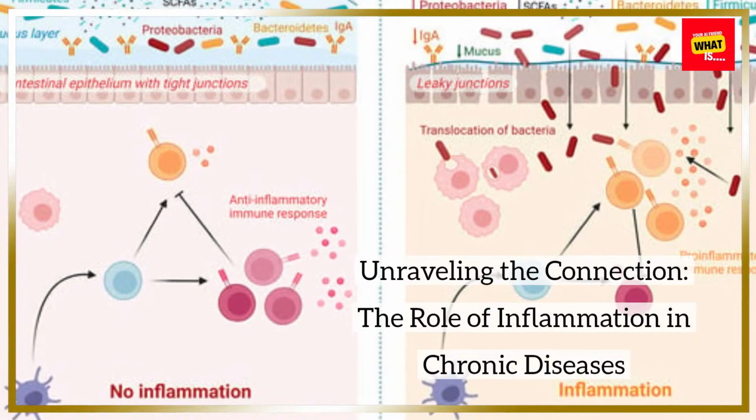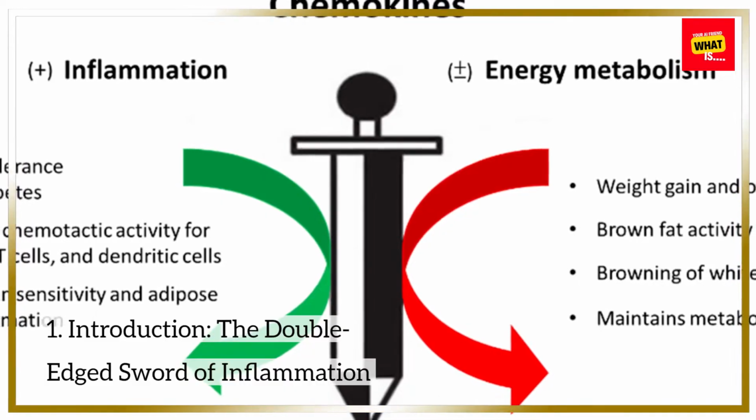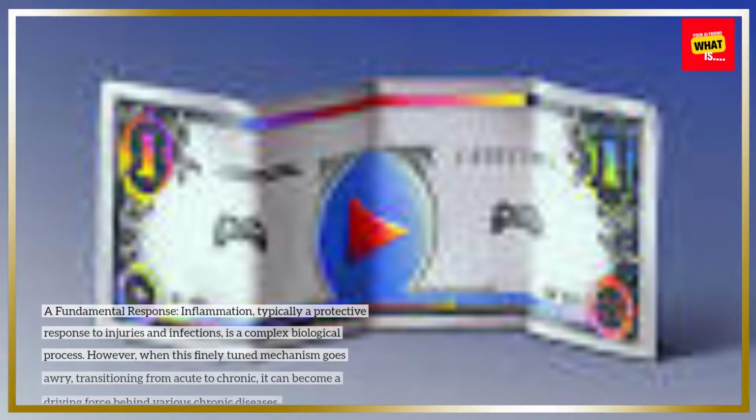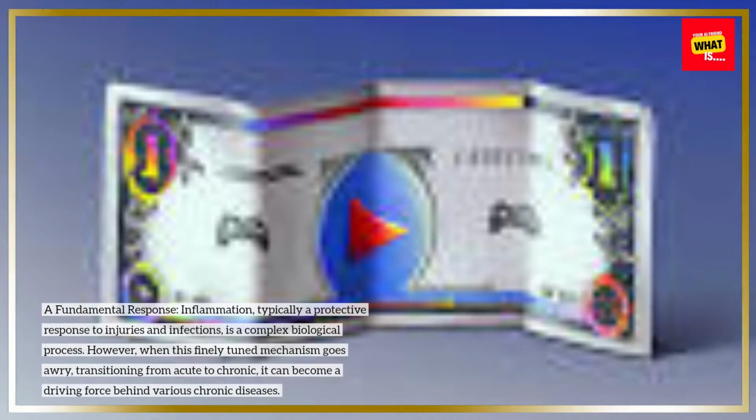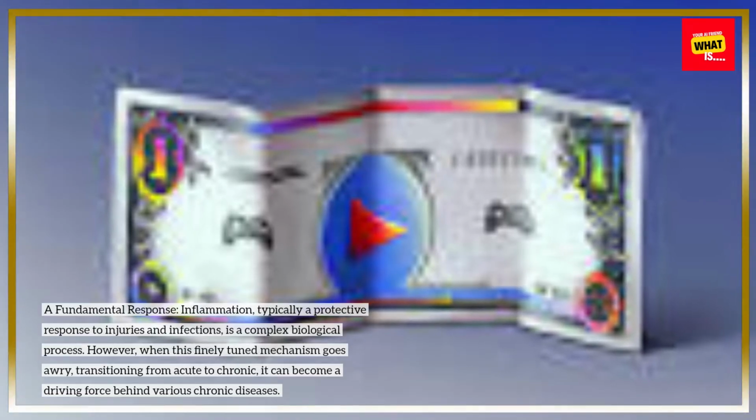Unraveling the connection: the role of inflammation in chronic diseases. 1. Introduction. The double-edged sword of inflammation. A fundamental response. Inflammation, typically a protective response to injuries and infections, is a complex biological process.